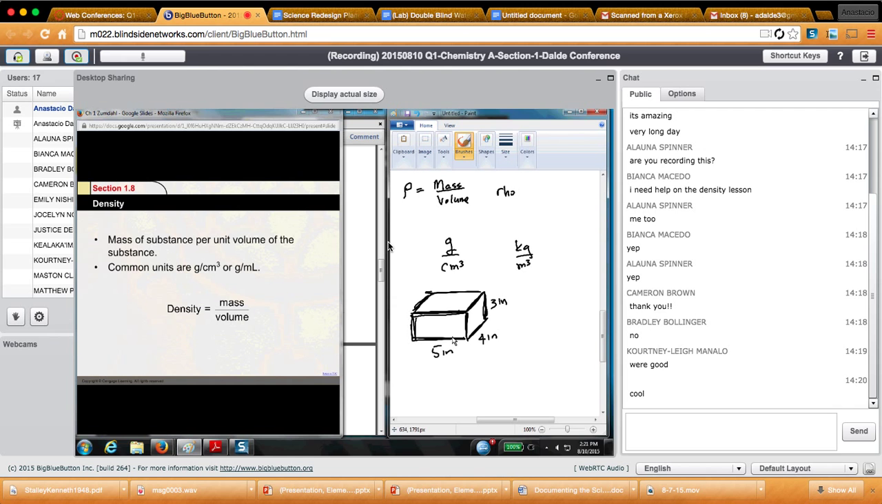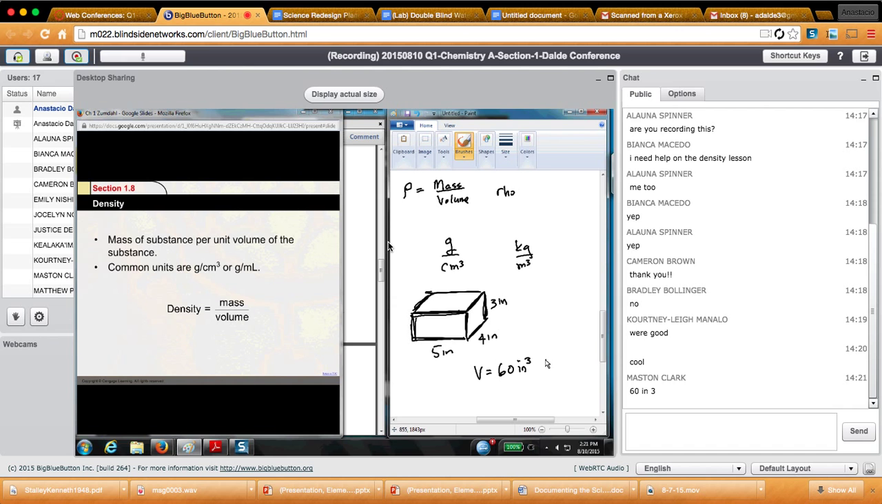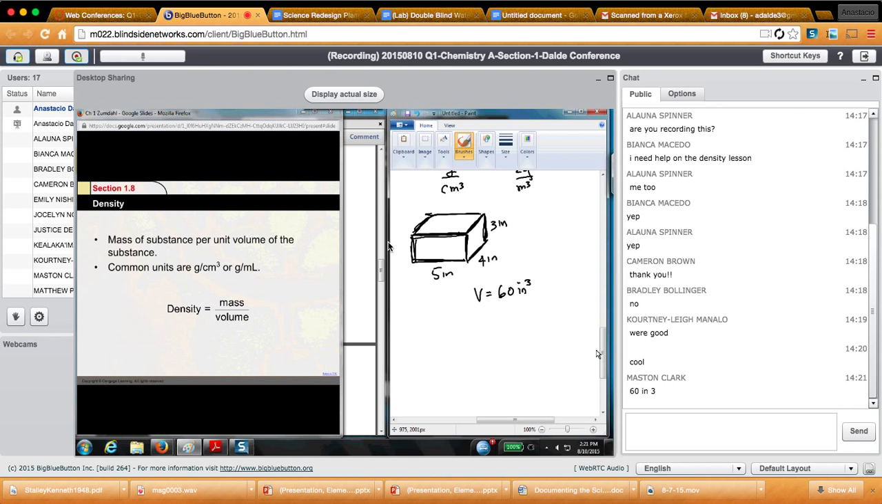I want to convert this. All right, tell me, what is the volume of this thing? You guys know? 60 what? Meters squared. 60 inches cubed. Yeah. Right. Because it's 3 inches times 4 inches times 5 inches. That wasn't hard. Good. 60 inches cubed. Awesome. Now, if I were to ask, oops, I'm sorry, I didn't want it in inches cubed. I wanted it in centimeters cubed. Or I wanted it in meters cubed.